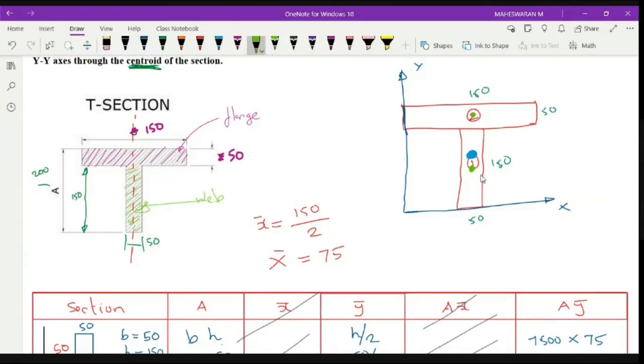So my first thing is I have a point here, but my overall centroid is here. So I'm going to shift from here to here, right? So for that only I'm using the parallel axis theorem.